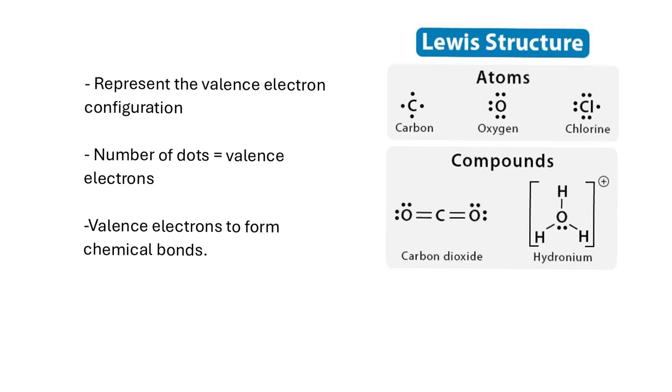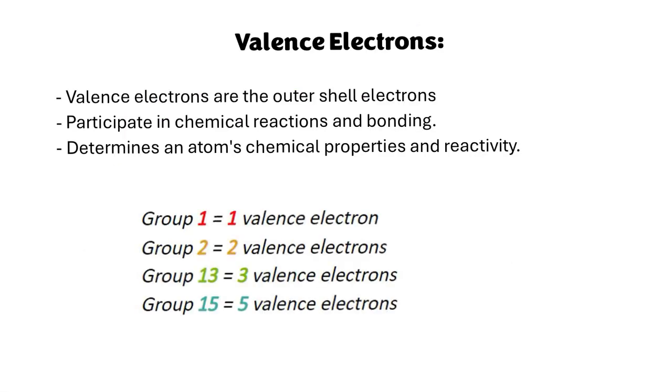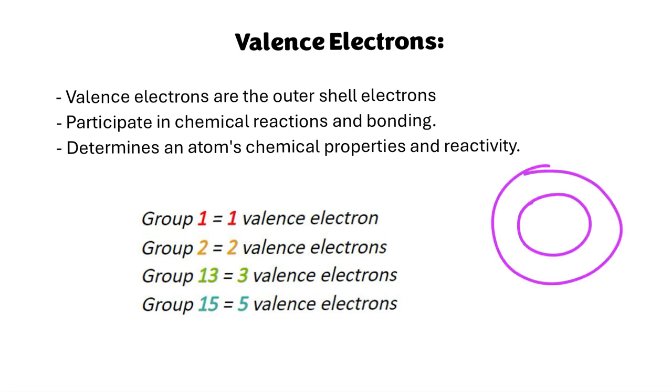What is Lewis dot structure? Well, it represents the valence electron configuration. And the number of the dots, as you can see here, represents the valence electrons. Valence electrons are very helpful in chemical bonds. Valence electrons are basically the outermost electrons. They participate in the chemical reactions, in the bonding, and determine an atom's chemical properties and reactivity.